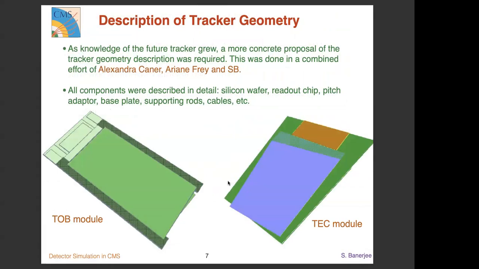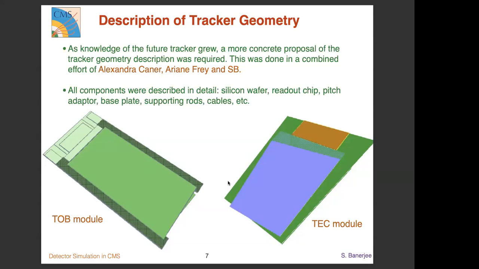As the knowledge of the future tracker grew, a more concrete proposal of the tracker geometry description was required. And this was done in a combined effort of three persons, Alexander Kanar, Ariana Frey, and myself. So all the components were described in detail: the wafer, the readout chip, the pitch adapter, the base plate, the supporting rods, cables, etc. They are, first of all, described as components.